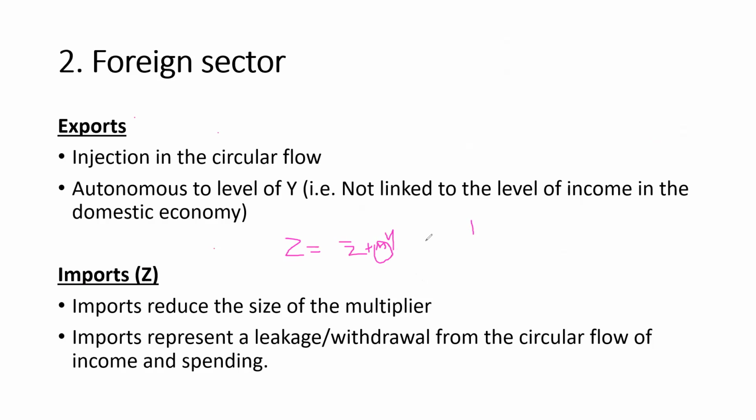Because remember, now with imports, our multiplier is 1 minus C for MPC, into 1 minus T for proportional tax, and then plus M for marginal propensity to import. So it's going to reduce the size of the multiplier. Obviously, when your denominator is increasing, the figure that you get will be smaller. If you say 1 divided by 3, you get 0.3, but if you say 1 divided by 5, you get 0.2. If you're dividing by a bigger denominator, the answer will be smaller than when you're dividing by a smaller number. So as you increase your denominator, the multiplier gets smaller. That is why imports reduce the size of the multiplier, as well as tax.